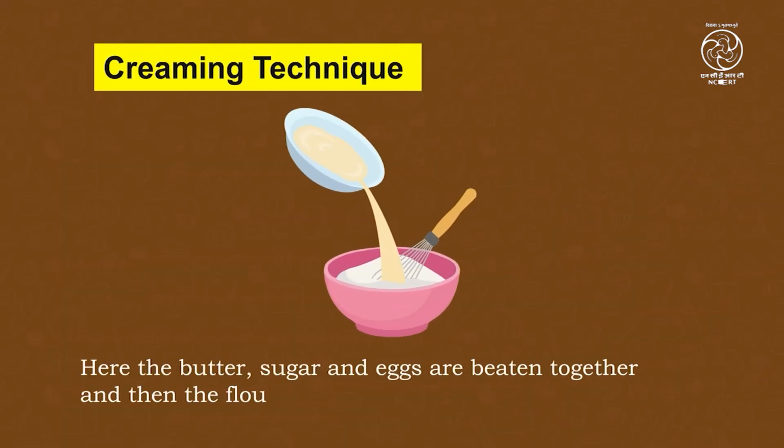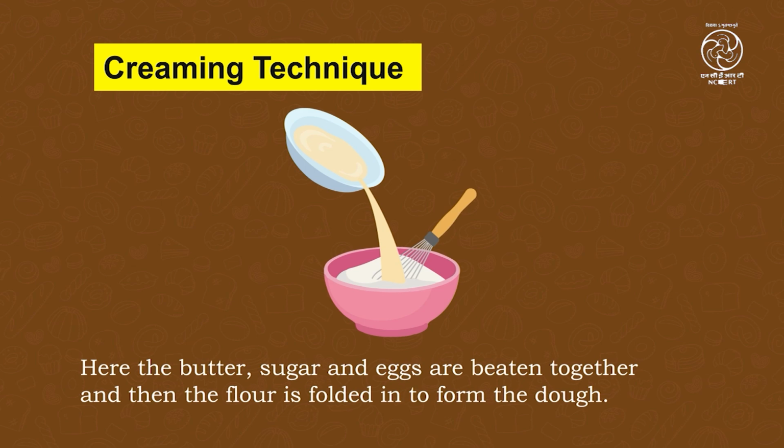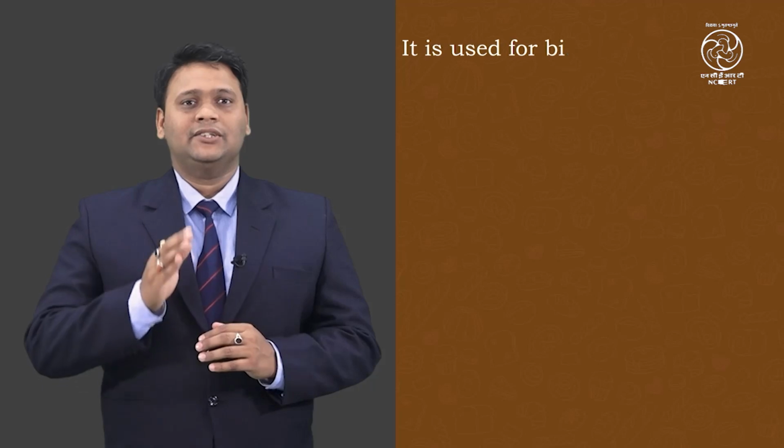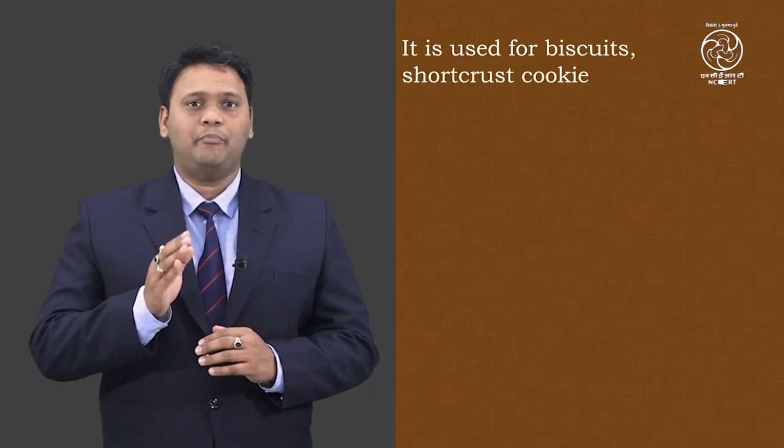In creaming technique, the butter, sugar and eggs are beaten together and then the flour is folded into the form of dough. It is used for biscuits, short crust cookies and pie preparation.